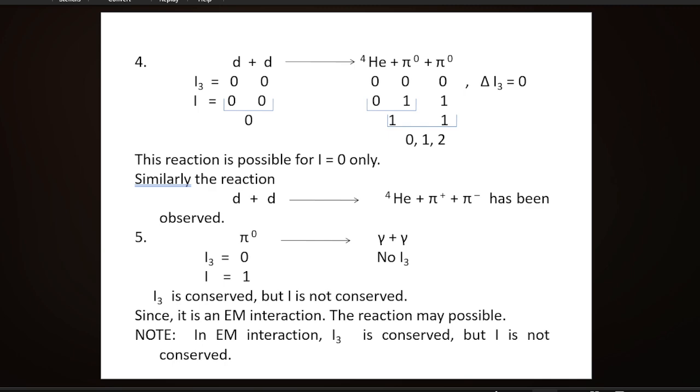It is an electromagnetic interaction, as we see in example number 5, because here it contains a gamma radiation. The reaction may be possible. In electromagnetic interaction, I3 is conserved but I is not conserved.